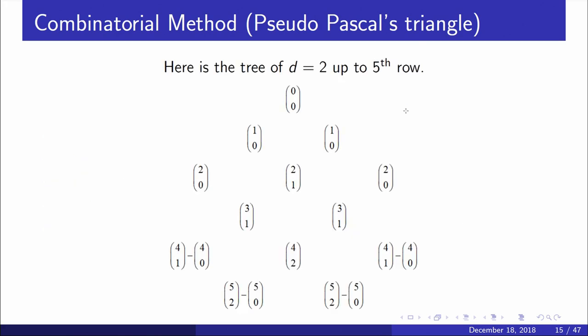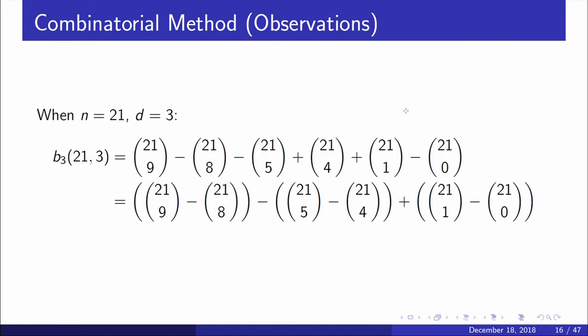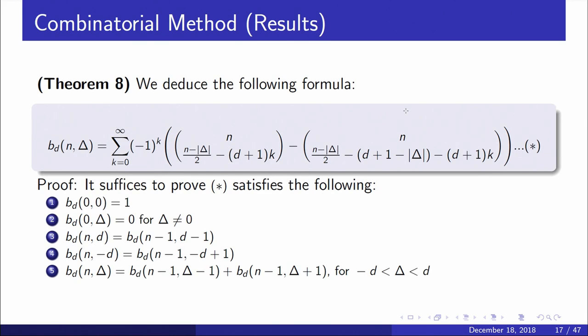Here is an example of the tree for d equal to 2 up to the 5th row. We can see every term can be expressed in binomial coefficients. We have another larger example of B_{d,n,delta}, where we found by hand calculation that B_{3,21,3} equals this series of binomial coefficient sums. By further calculation and exhaustion by hand, we can deduce a formula for calculating the general value of B_{d,n,delta}, which is shown here.